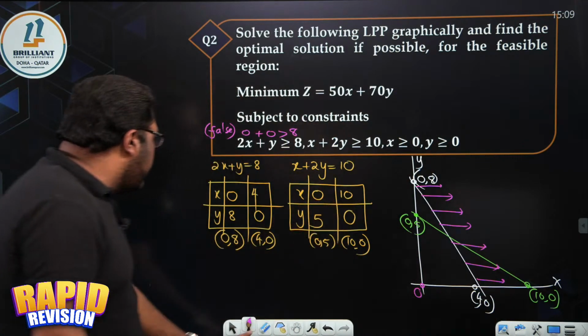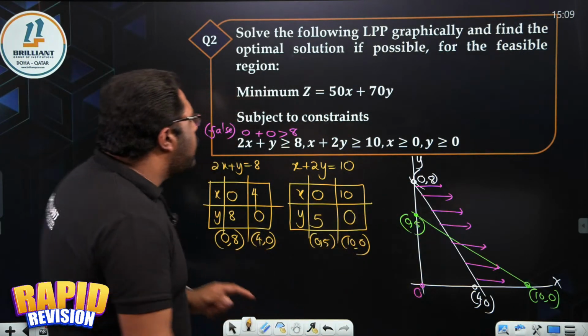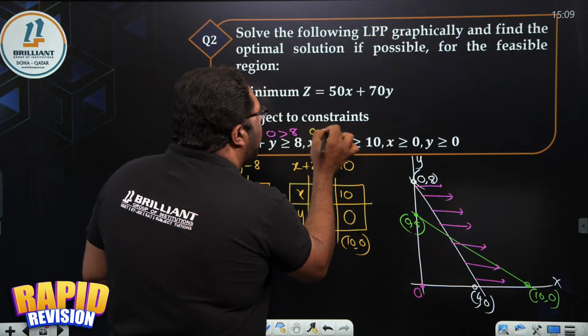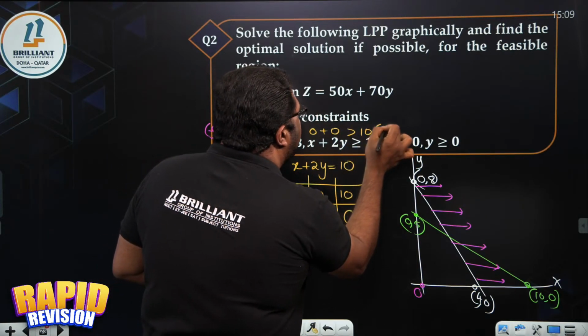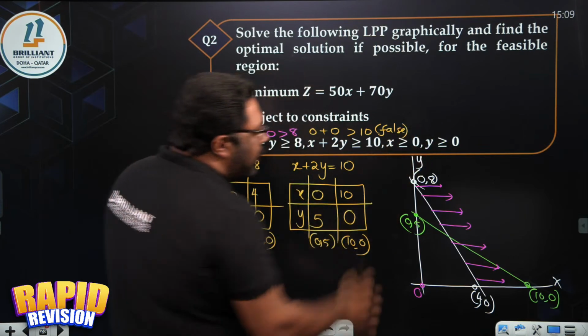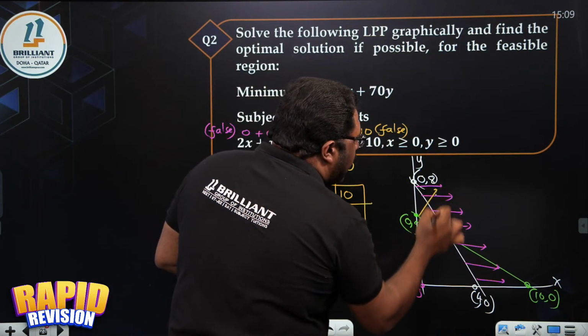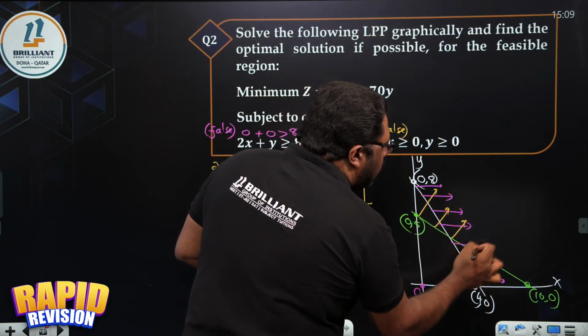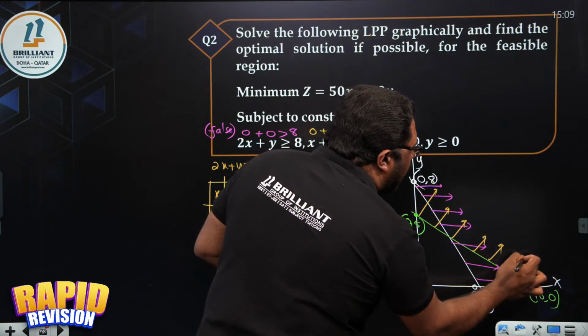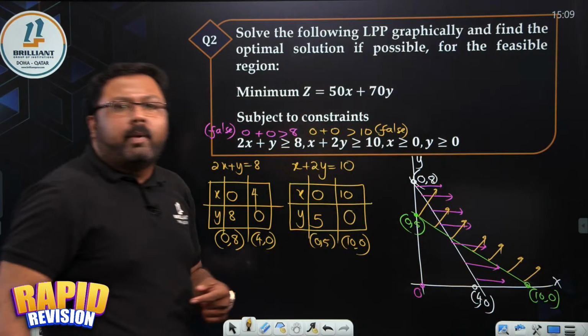Now for the green line, please. The green line says x plus 2y, again put 0. You will get 0 greater than 10, which is again a false condition. So for the green line also, you have to shade away. Like I said, do this shading as softly as possible. It need not be visible.